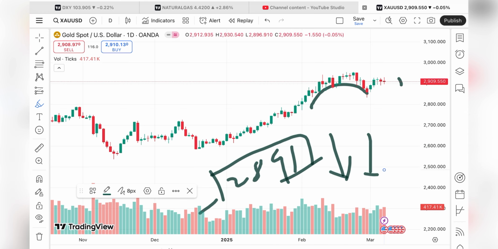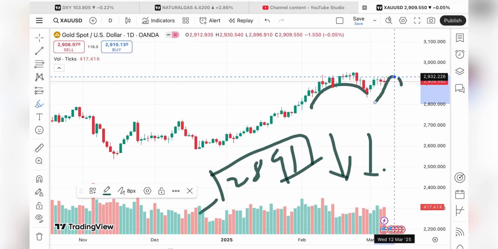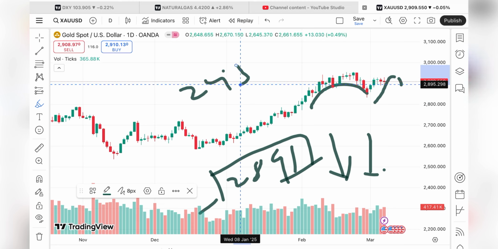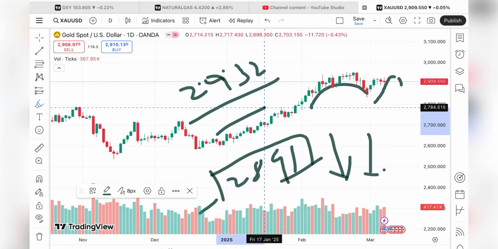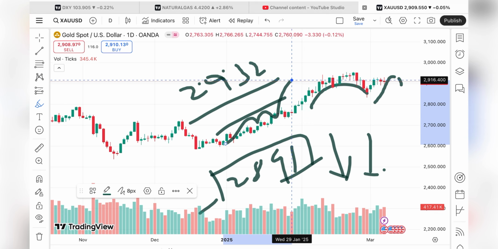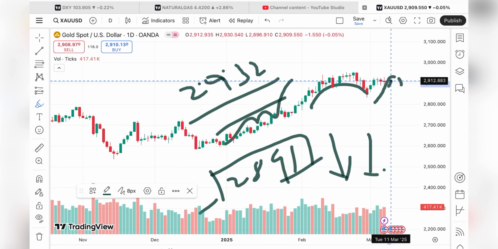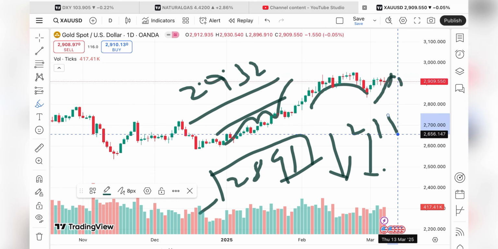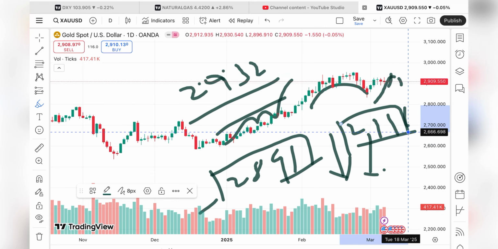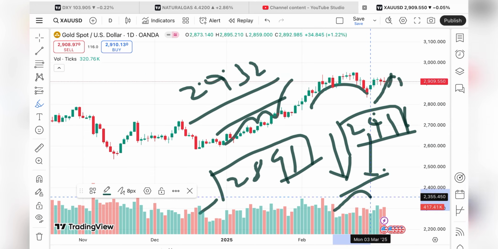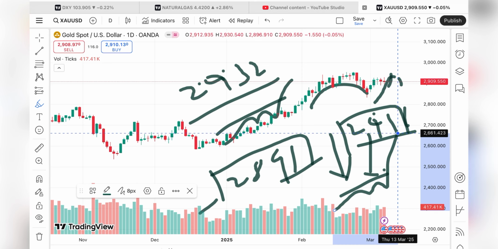But if the price keeps sustaining above around $2932, because $2932 is already being tested, chances are high the price will go further upside. After this level we will see it go above $2946. Once the price goes above this level, we will see a further upside.